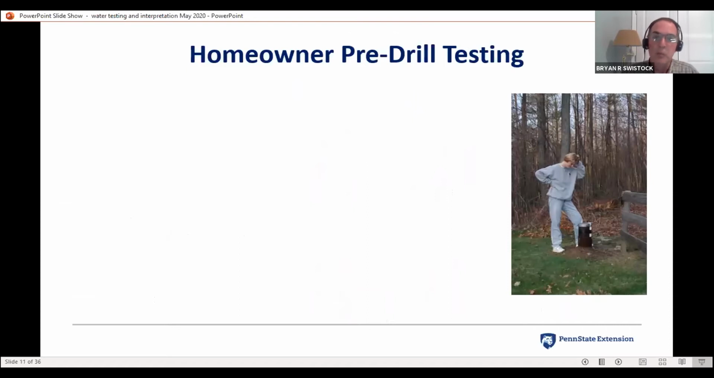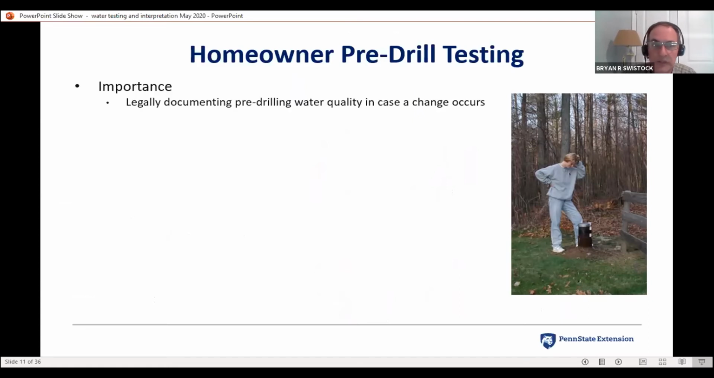Now, what about homeowner pre-drill testing? So we talked a little bit about these industry pre-drill tests. Do homeowners ever do pre-drill testing? And sure, they may want to do it because from their perspective, they want to document how good their water is prior to drilling, right? So the industry wants to document pre-existing conditions. The homeowner also wants to document, hey, my water didn't have chloride or barium or methane in it prior to the gas well.